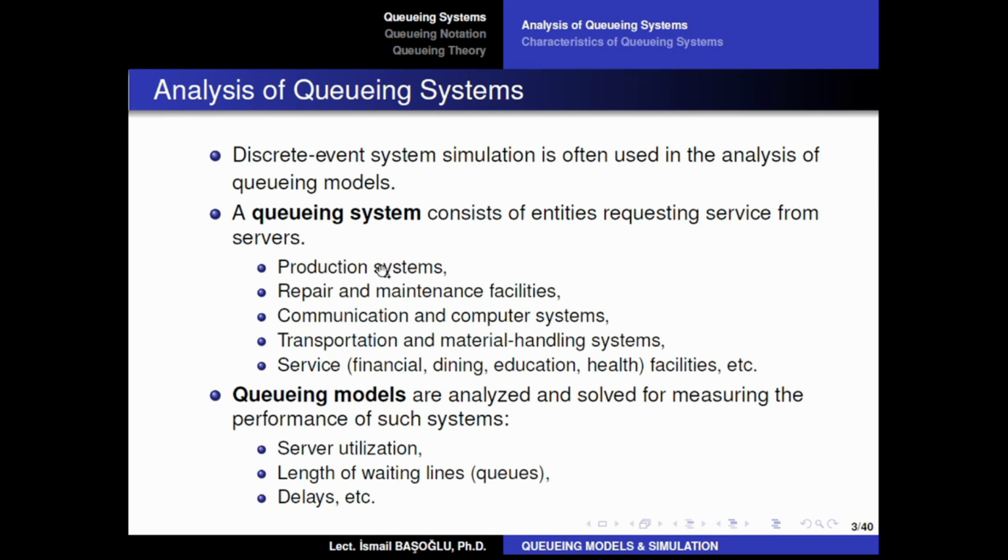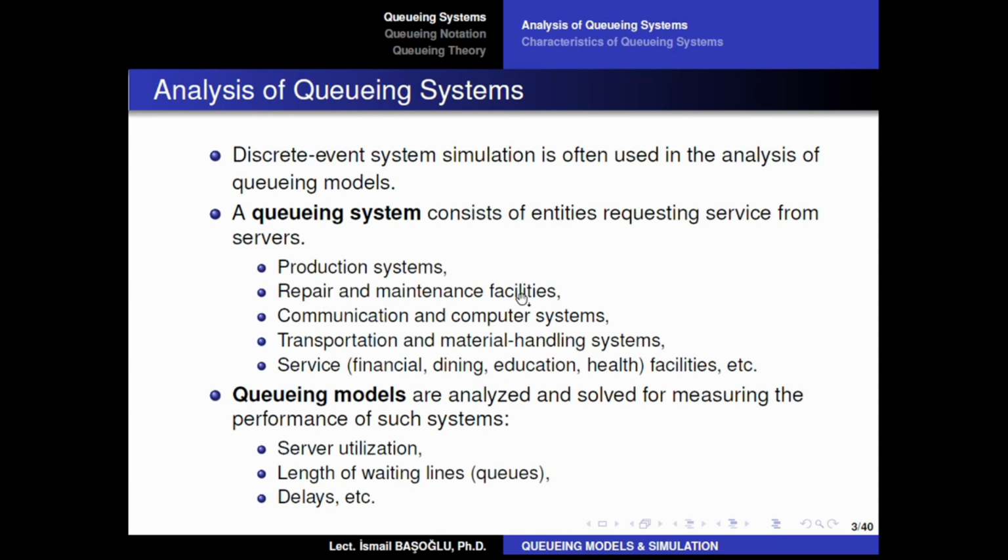So here the entities are raw materials. They are coming to the system and requesting a production service from the servers, from the machines, for example, or from the assembly stations. And then they get out of this production system as a half-finished good or a complete product. So if you intend to model such a system with a simulation model, obviously what you are going to model is going to be a queuing system.